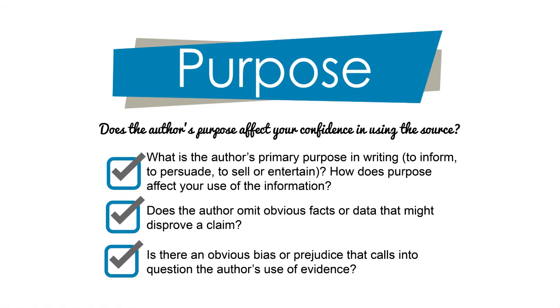asking the following questions. What is the author's primary purpose in writing for the information? To inform? To persuade? To sell or to entertain? How does this purpose affect your use of information? Does the author omit obvious facts or data that might disprove a claim? And is there an obvious bias or prejudice that calls into question the author's use of evidence?